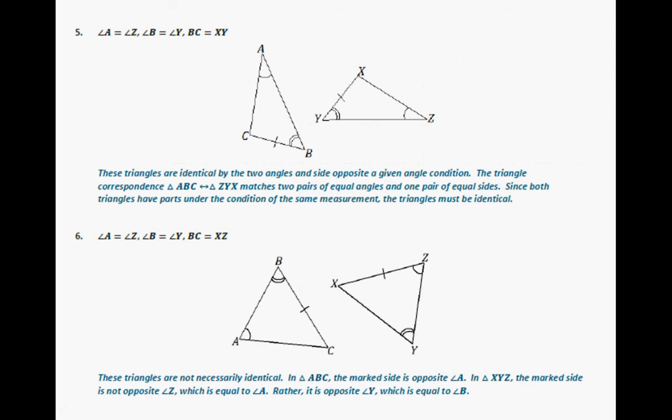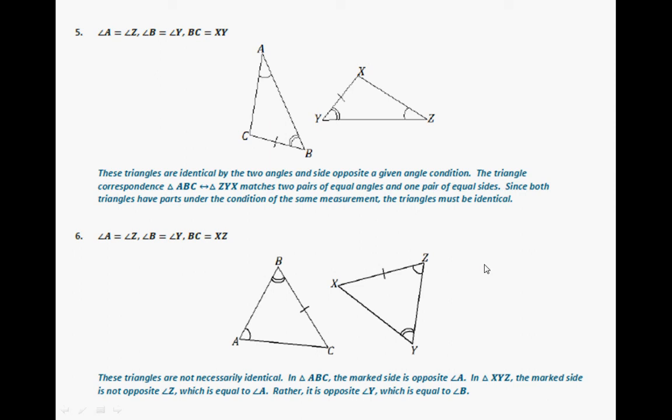For number 5, these triangles are identical by two angles and the side opposite the given angle. So we have two angles, A to Z, B to Y, and then CB, or BC, is to XY. If you check our list of conditions, then that means we have unique or identical triangles. Therefore, our order would be ABC corresponds with ZYX.